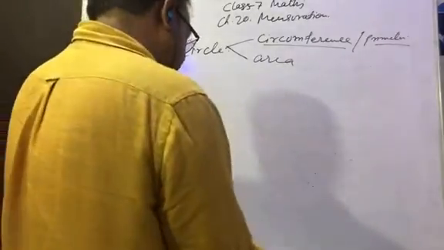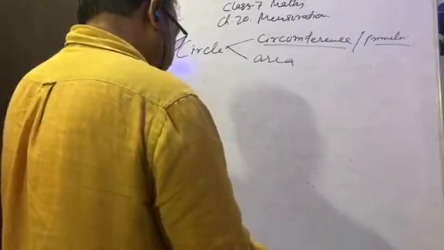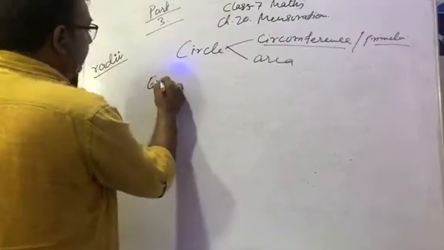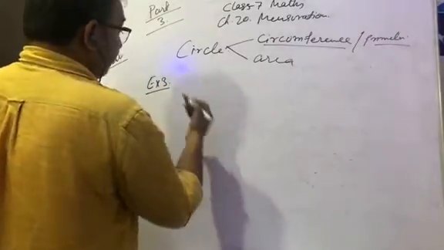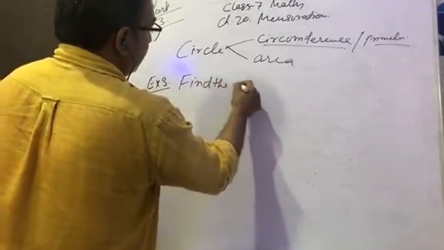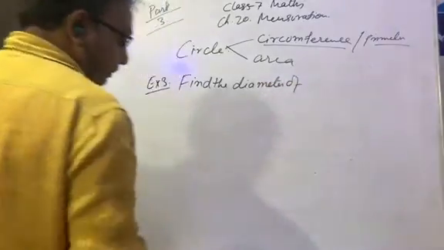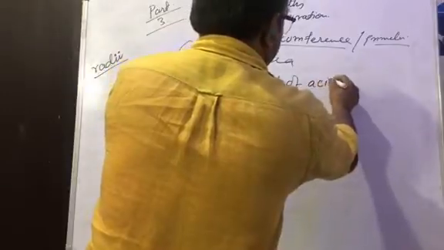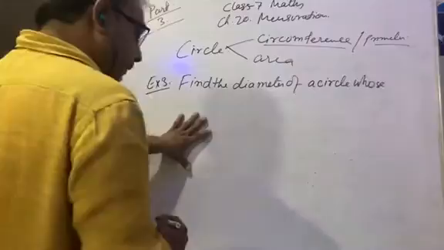Now example 3, when the diameter is to be found. See, find the diameter of a circle whose circumference is given.